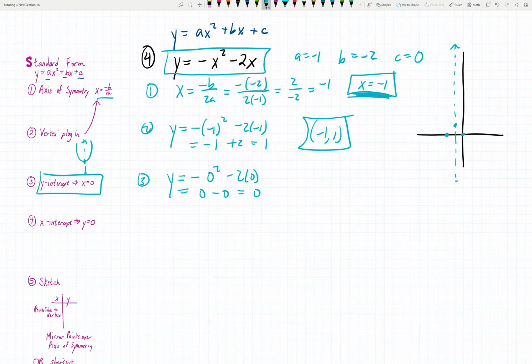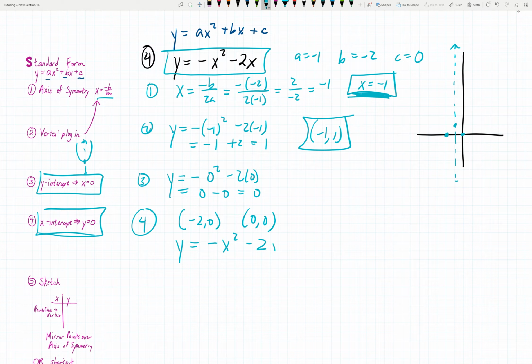Which means for part 4, I already have my x-intercepts if I've been taking the time to graph them. I can see my x-intercepts are (-2, 0) and (0, 0). But you're like, well, what if I haven't been graphing it? Then you can always get an x-intercept by making the y be 0. So my original equation was y equals -x squared minus 2 times x. If I let the y be 0, I can solve this.